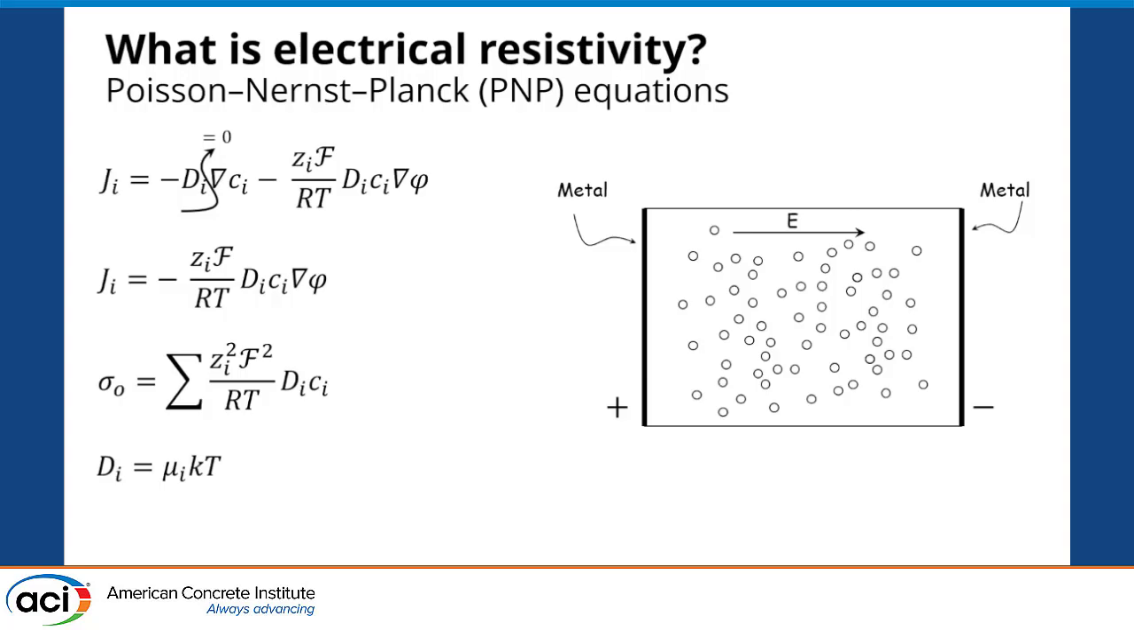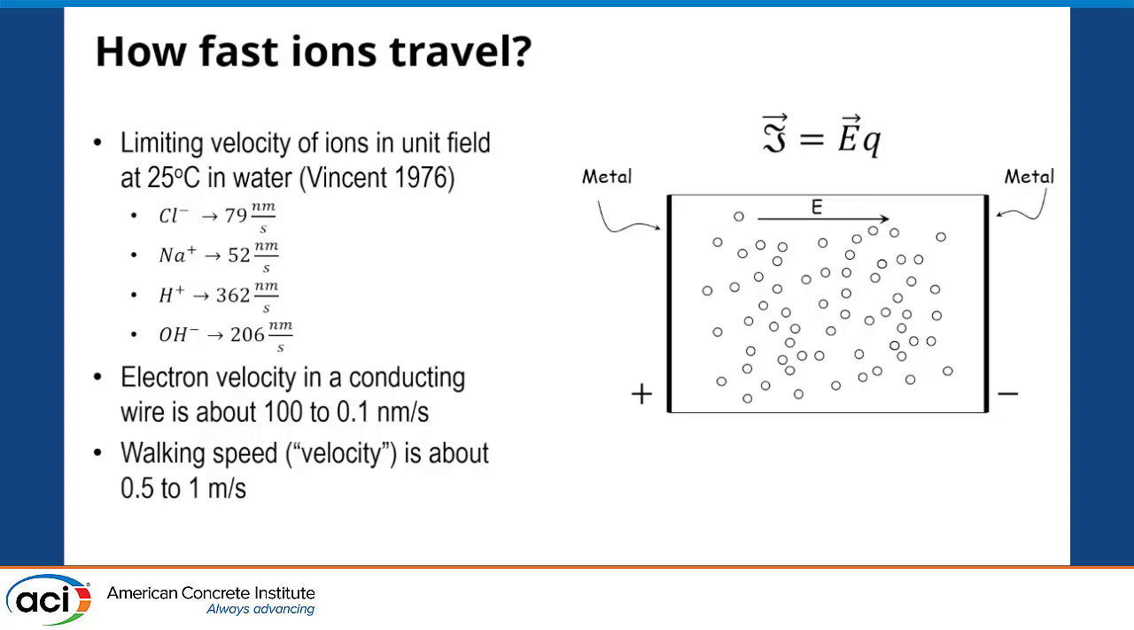But here's the next question. What happens as these ions are moving through this pore solution? The ions will not freely move through these media. As soon as they start to move, they're going to bang into each other, right? And they're going to scatter in a whole bunch of different directions. And Vincent in 1976 actually calculated the velocity of ions under unit electric field. And he came up with these numbers.